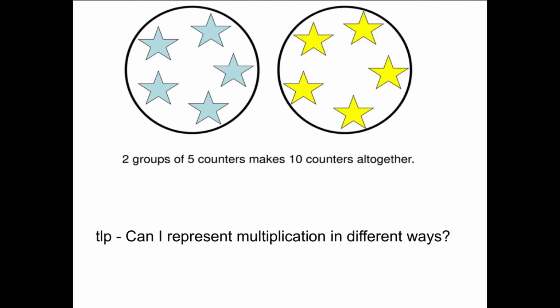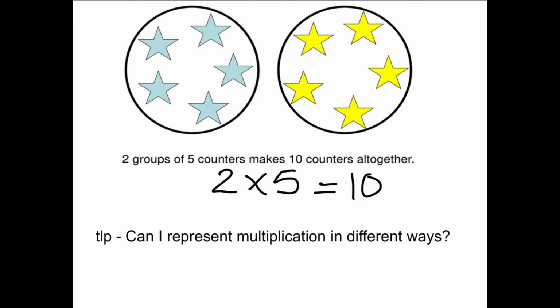So up here we've got a picture. 2 groups of 5 counters makes 10 counters altogether. And hopefully you know by now that that would be 2 sets of 5 equals 10.